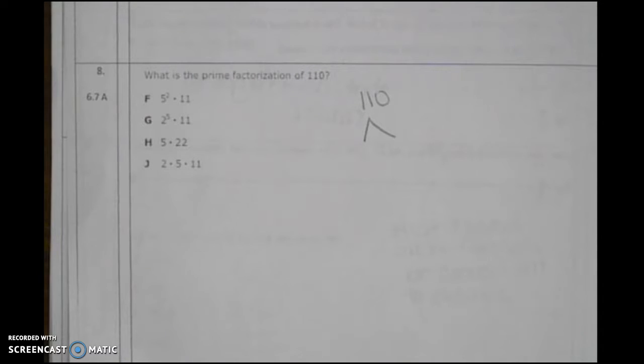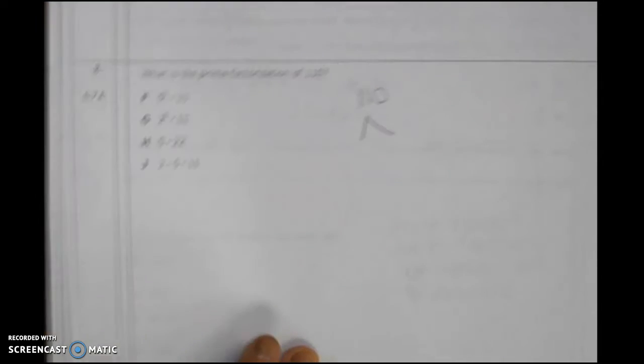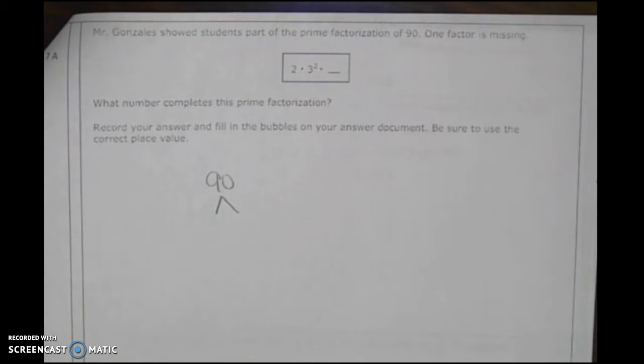Number 8. What is the prime factorization of 110? Pause to do your work. Number 9. Mr. Gonzalez showed students part of the prime factorization of 90. One factor is missing. What number completes this prime factorization? Record your answer and fill in the bubbles on your answer document. Be sure to use the correct place value. Pause to do your work.